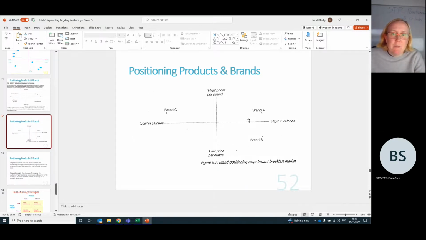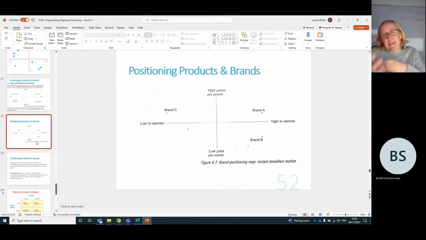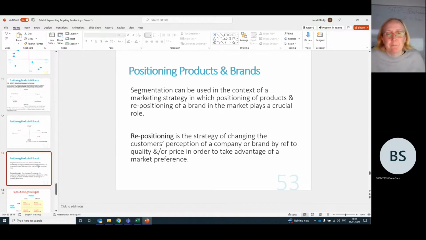So we've got brands A, B, and C, and they're each in different quadrants. So brand A is high in calories and also expensive, slightly above the line. And below the line in expense, but still high in calories, is brand B. And then brand C is low in calories, but pricey as well. And so for anything that we want to do, we can put different categories. We can put reliability against value or something like that. Customer service.